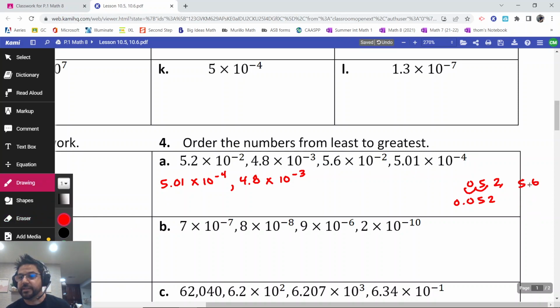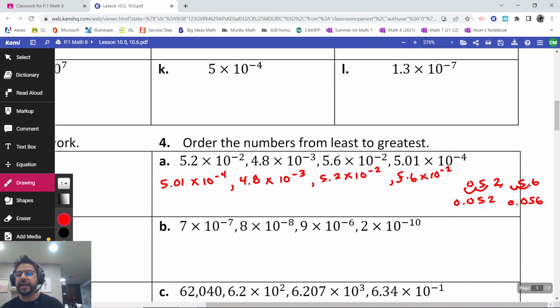Still moving it 2 spaces. 1, 2. So that would be 0.056. When it's written in standard form, some students will be like, oh yeah, of course, this is a little bit more than 5 cents. This is a little bit more than 5 cents as well, but this one is bigger because the 6 is greater than the 2. So we're going to use the original number, which is 5.2 times 10 to the negative second power, and then our 5.6 times 10 to the negative second power.